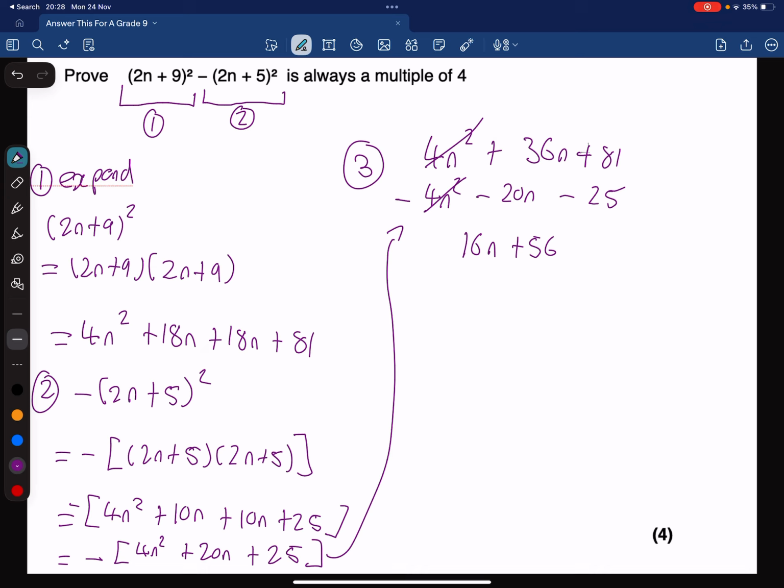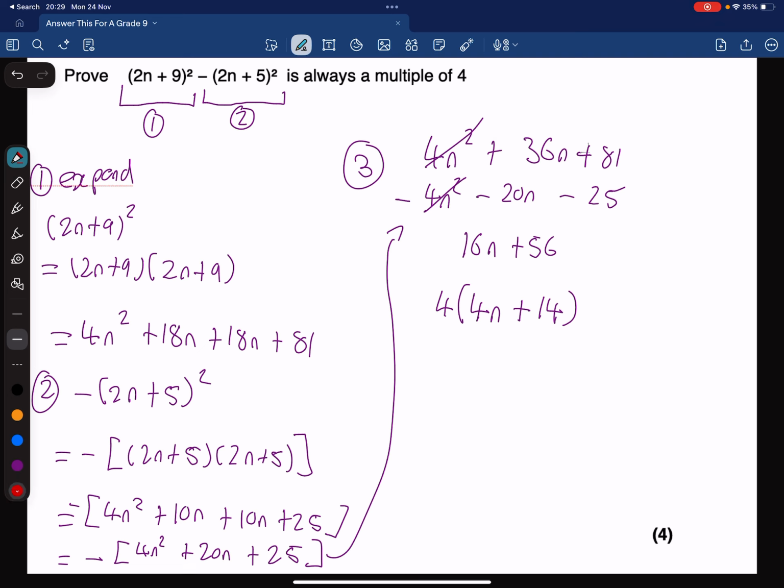So what do we do? We're going to factor out 4. So 4 times what is equal to 16n? 4n. There we are. 4 times 4n is 16n. Plus, 56 divided by 4. My maths is not that quick. It's 14. And there we are. That's the correct answer.